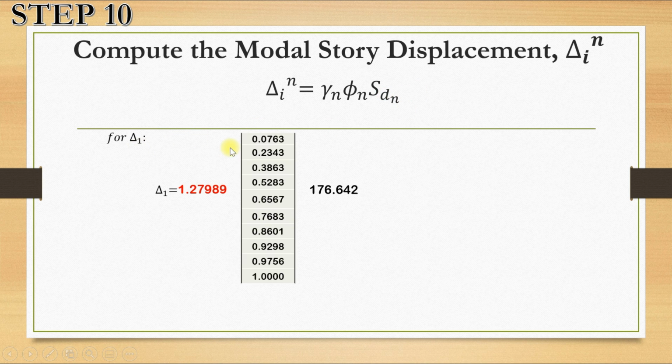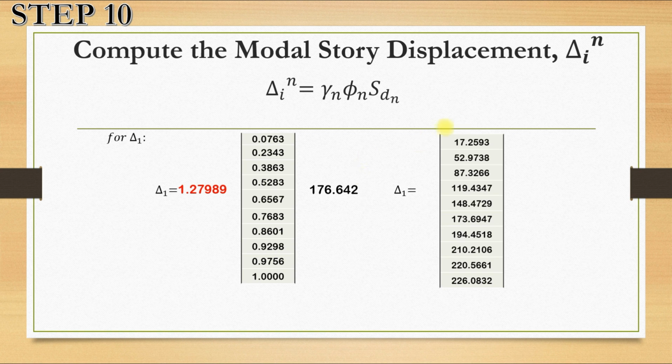So, for delta 1, kung i-substitute natin yung value ng gamma 1, ito yung 1.27989 sa computed na value natin kanina. For gamma 1, ito yon. And then, ito naman sa phi n. So, phi 1, vector 1. Ito yung computed value. Times sa spectral displacement na computed din natin kanina for mode 1, mode shape 1. So, magkakaroon tayo ng value ng delta 1, which is ito.